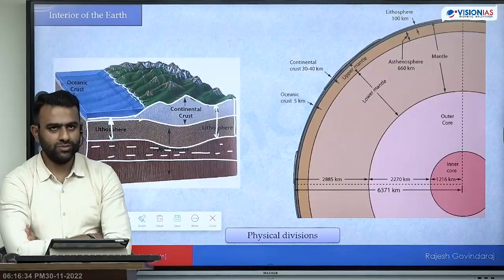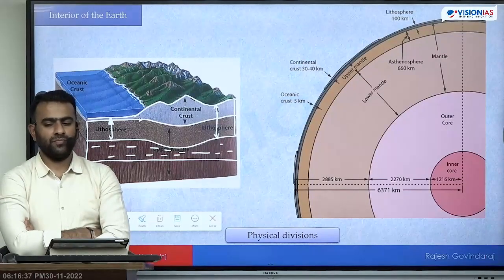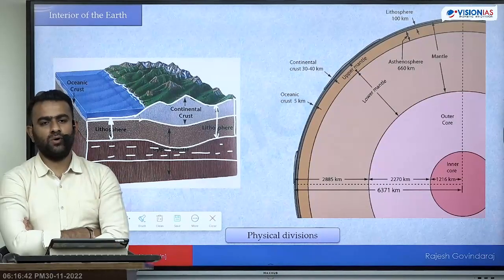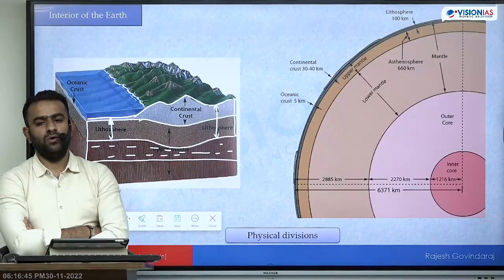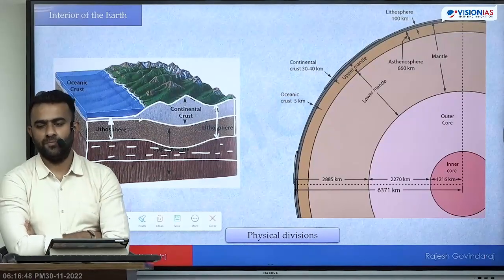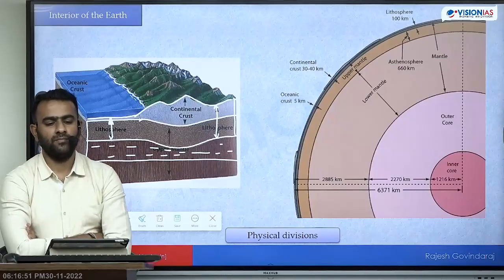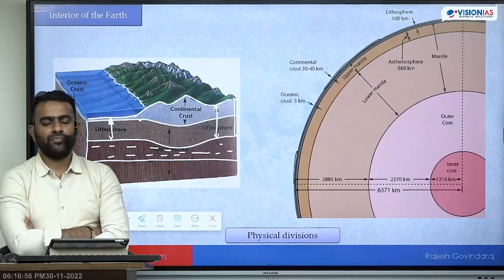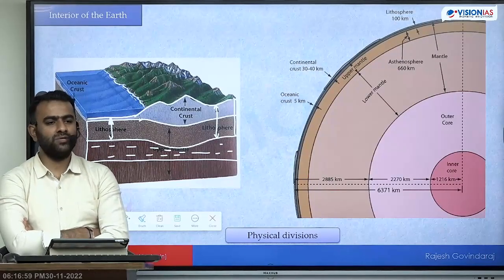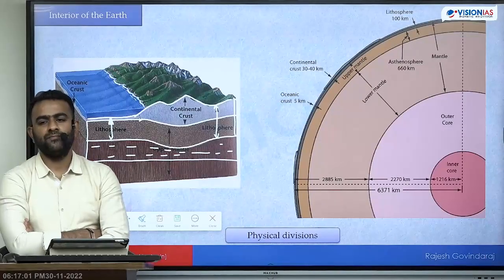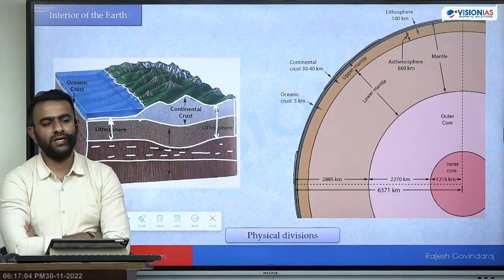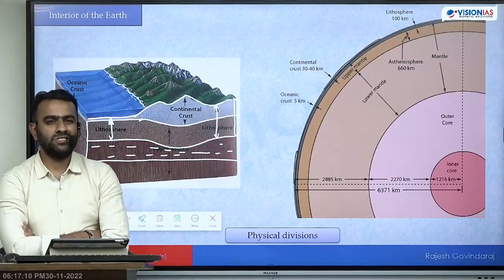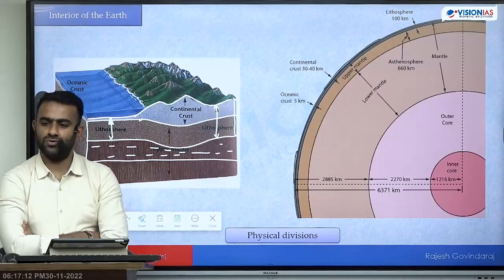Next point, it is also called the low velocity zone. Why? The earthquake waves, while passing through this layer, slow down a bit because it is not completely solid and not completely liquid, right? So जिसके वजह से थोड़ा सा स्लो डाउन होता है, इसलिए लो वेलोसिटी जोन बोलते हैं.